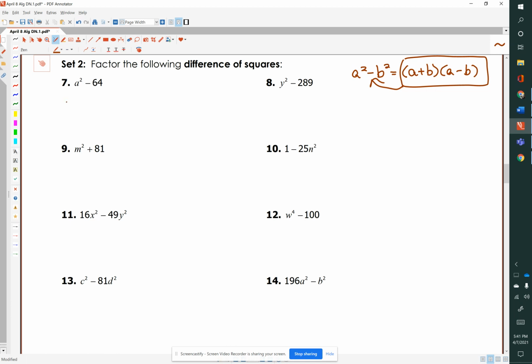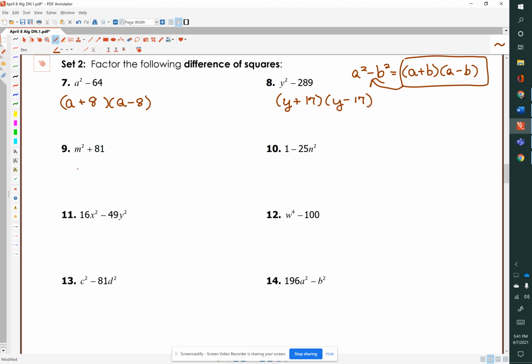So a squared minus 64 is going to be a plus or minus, and the square root of 64 is 8. Number 8, y squared minus 289. Well, it will be y plus and minus, not or minus, the square root of 289. 289 is 17 times 17. So there's your final answer there.